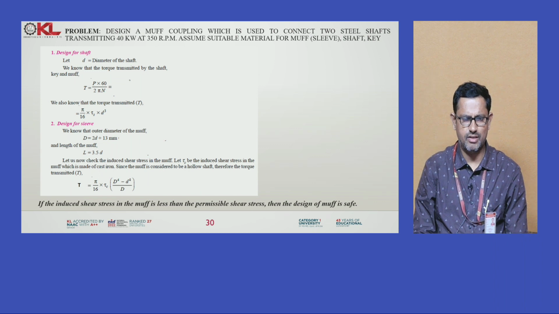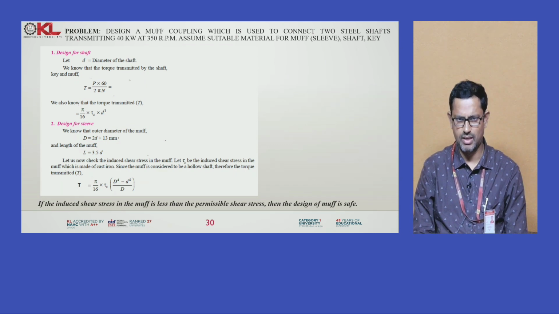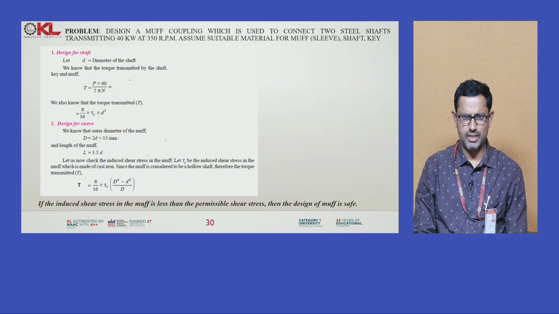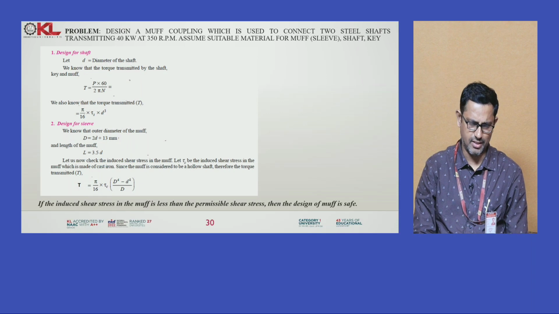Design a muff coupling which is used to connect two steel shafts transmitting 40 kilowatts at 350 rpm. So we need to design a muff coupling to connect two shafts which transmit 40 kilowatt power at 350 rpm. They have given the power and the rpm. Now, what are they assuming? Assuming suitable material for muff, shaft and key.